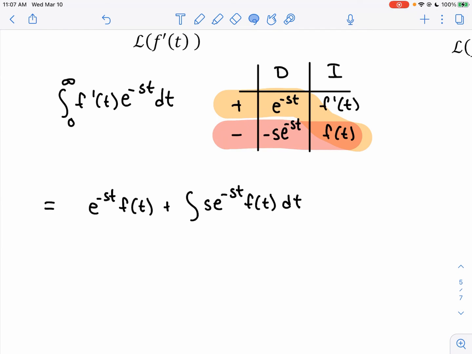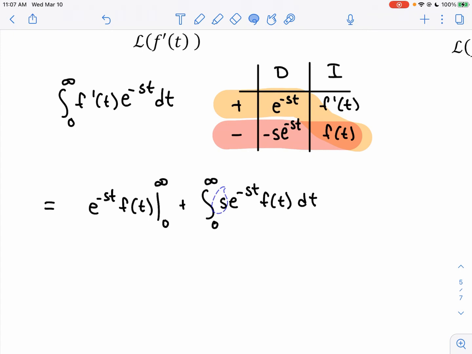Now this was a definite integral, not an indefinite, so we actually need to put some limits of integration on some of these things here. And this first part that's considered done needs to be evaluated still from 0 to infinity, and this one needs to be integrated from 0 to infinity.